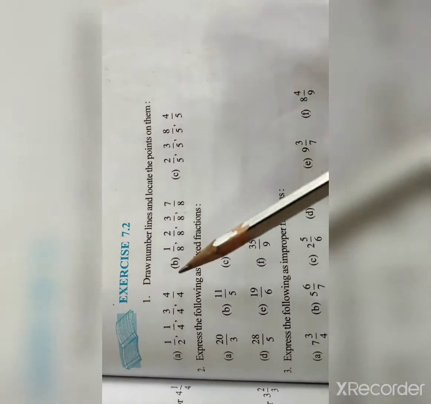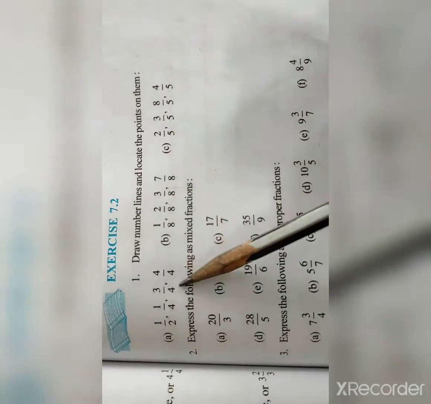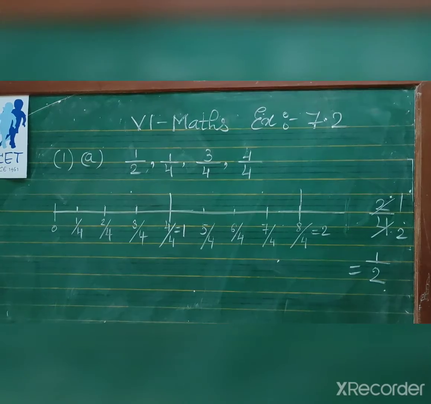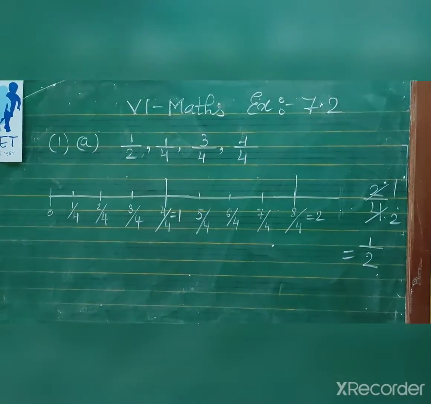Let us start. Draw number lines and locate the points on them: 1 by 2, 1 by 4, 3 by 4, 4 by 4. B and C you will solve. I am solving this one for you. Okay, let us start. Now see here, 1 by 2, 1 by 4, 3 by 4 and 4 by 4 we have to show on the number line.